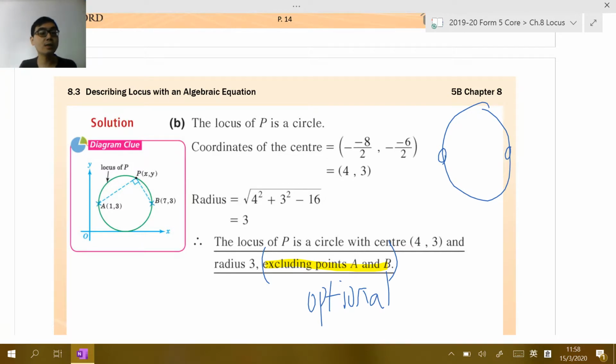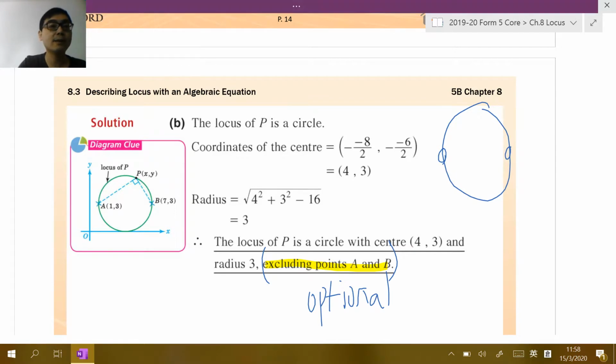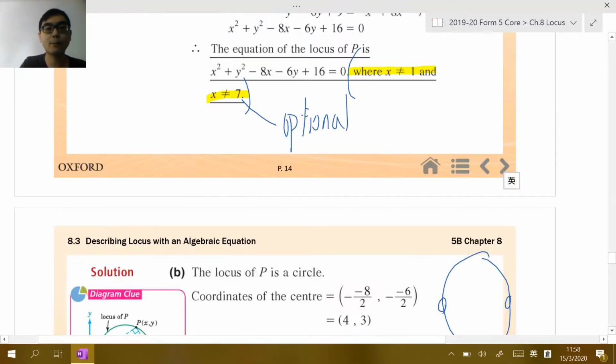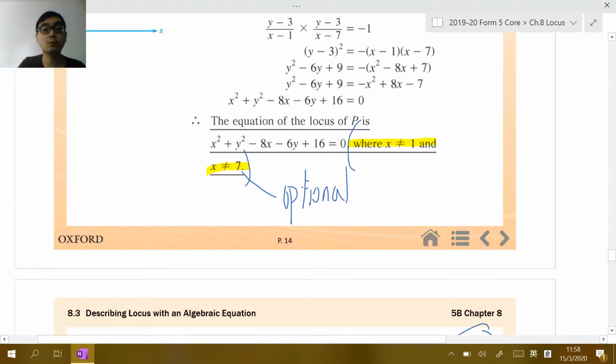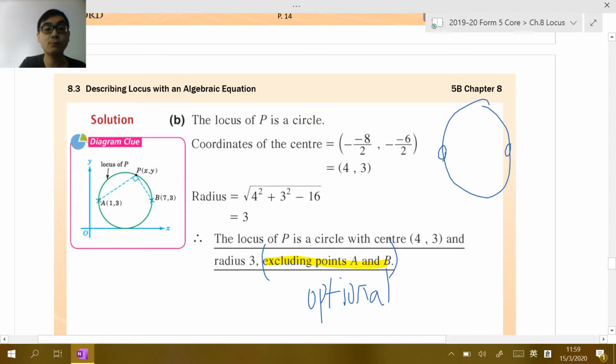So in DSE or in some mathematical ways that we need to do, sometimes we have to include A and B here. Even though it is not valid, we still include it in order to complete what we want to have. So do remember that the exclusion of the point that makes the expression invalid can also be optional. That means you can still ignore writing the exclusion of this. You can write it or not write it. We still give the marks.